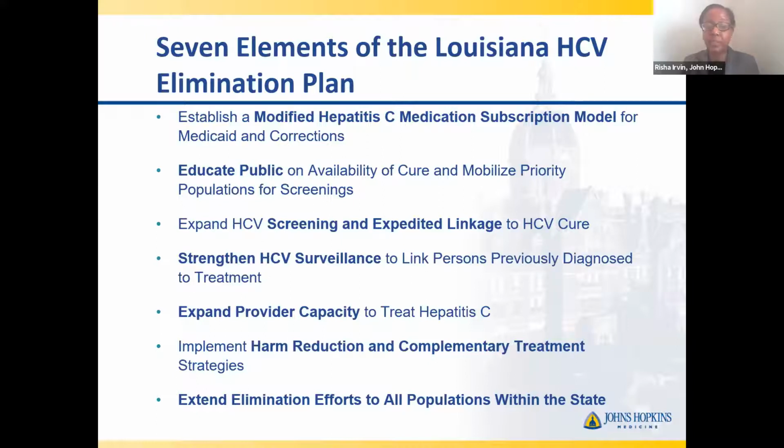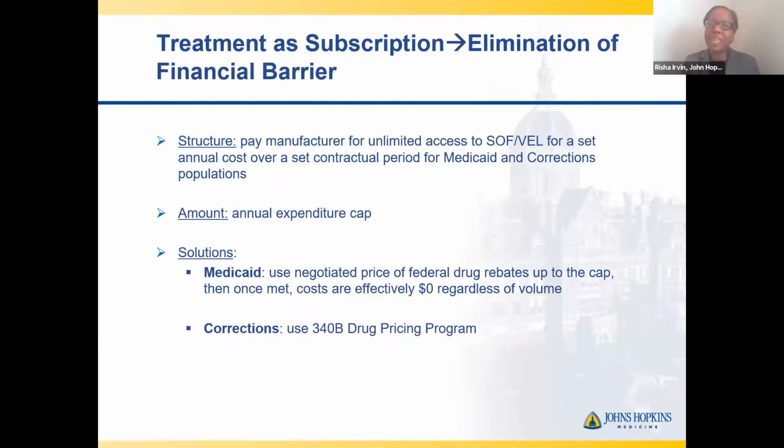Finally, they wanted to implement harm reduction and complementary treatment strategies. And then finally, to extend these elimination efforts to all populations in the state, because initially these have been focused within Medicaid and corrections. So I did just want to take a minute to look at their funding model, because that's such a huge barrier for many states across the country. They use a subscription model for treatment, so the elimination, hopefully, of the financial barrier.